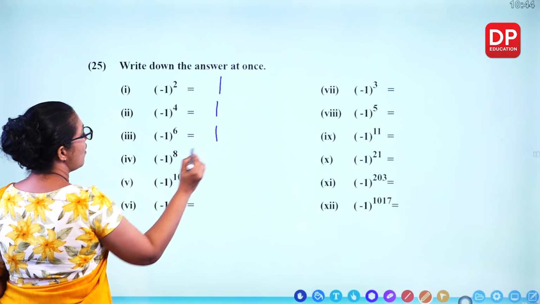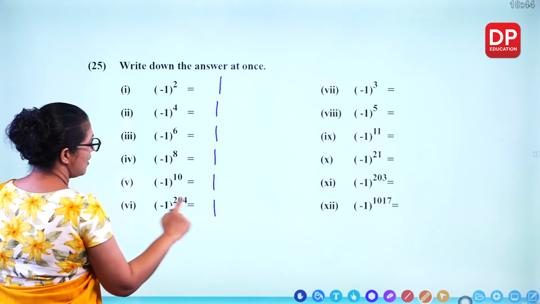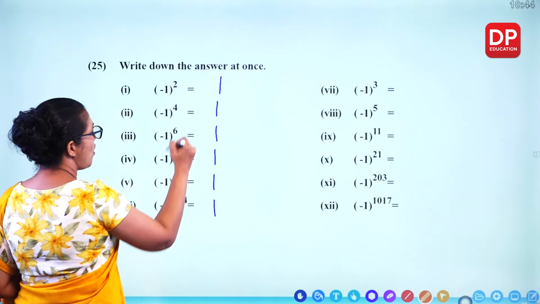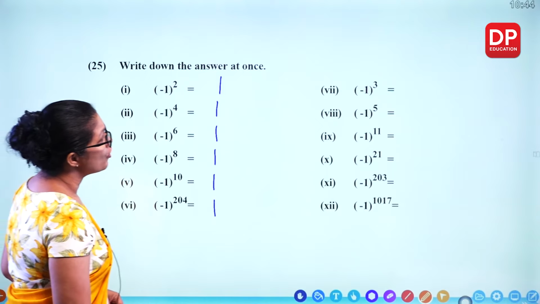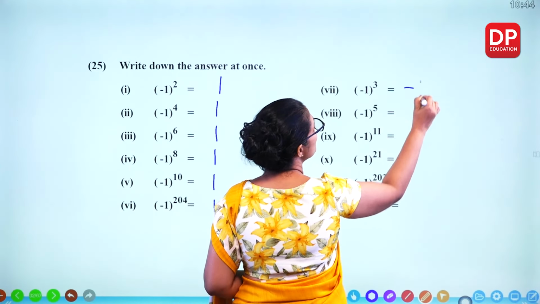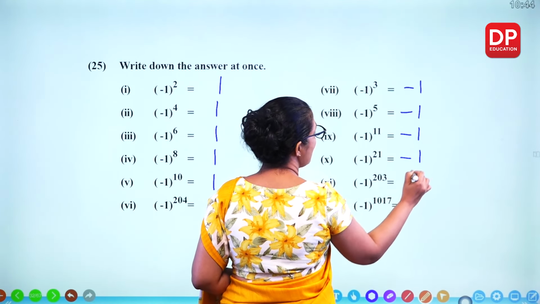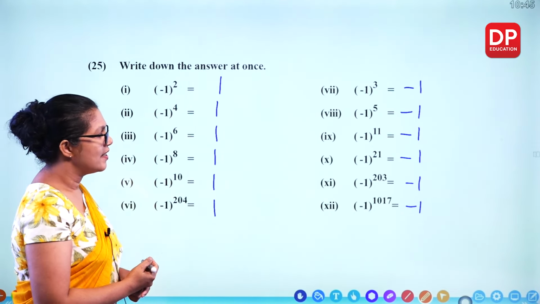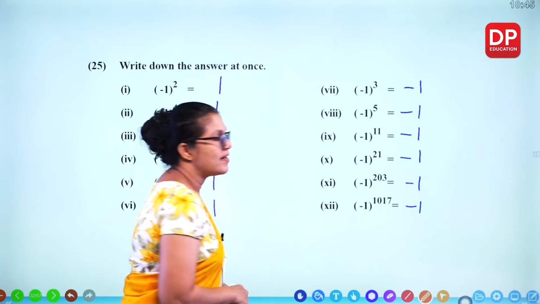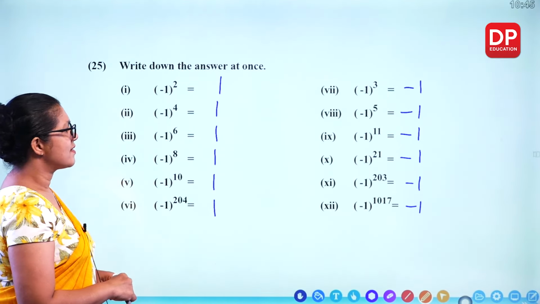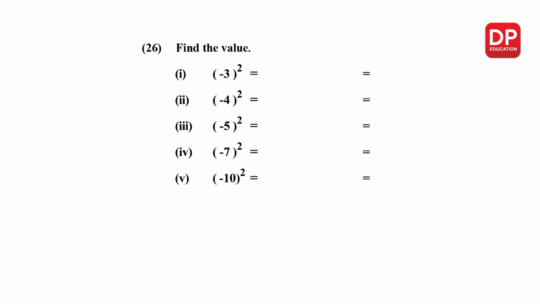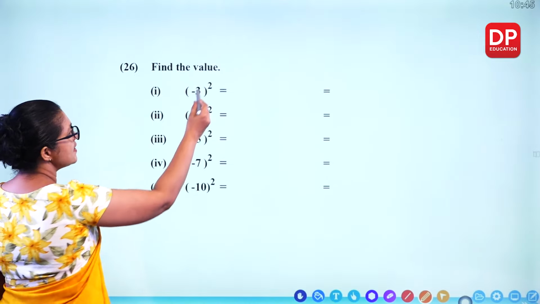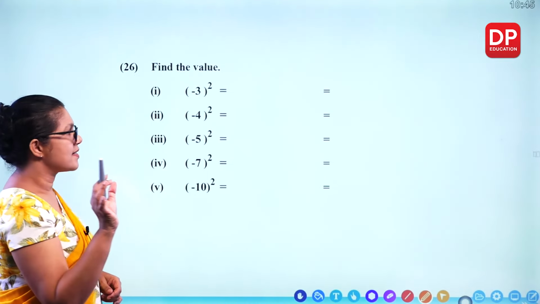Positive powers, always you get 1. Positive, even powers always positive 1. What about odd powers? Odd powers you are getting negative 1. For any power with negative 1 and odd power, always negative answer. Find the value. So, even power. So, always even powers, positive answers.